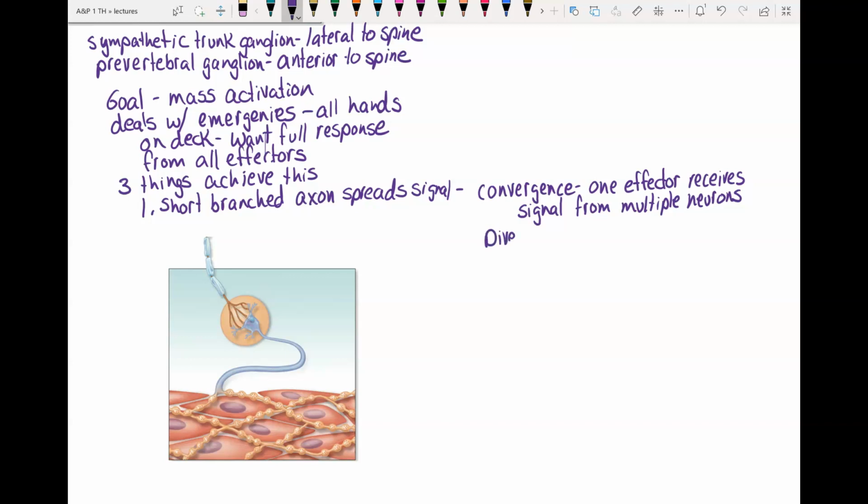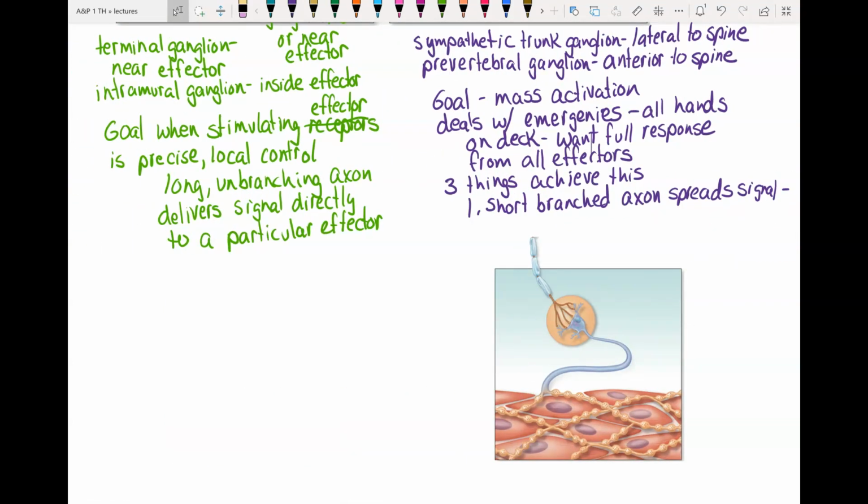You also get divergence, which is where one neuron can branch to multiple effectors. So with all this branching and convergence and divergence, you end up with basically this web of axon stimulating effectors. Whereas the parasympathetic is more just a straight line to a particular effector, sympathetic is more of a web to all of your effectors.